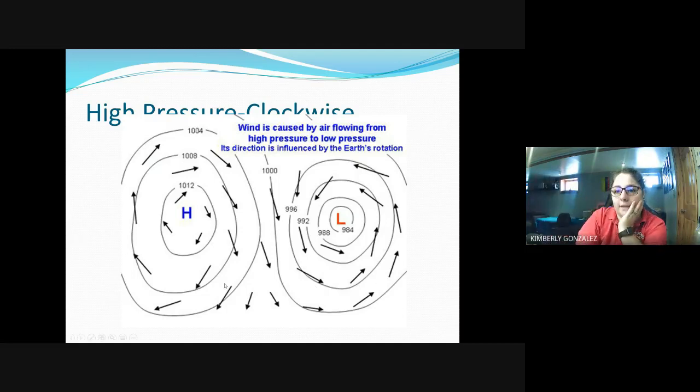And if you look at them, they kind of look like the infinity symbol, okay? But it starts at the high pressure and goes to the low pressure, and then it goes in and up from there. Okay, so for high pressure, it's going down in a counterclockwise fashion, and then it goes out, whereas on the low pressure, it's going in and up. Okay?